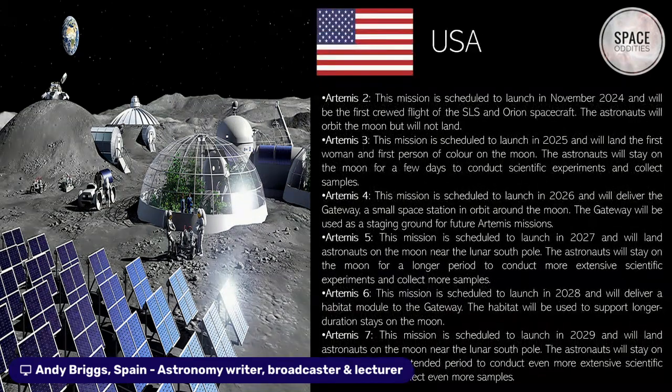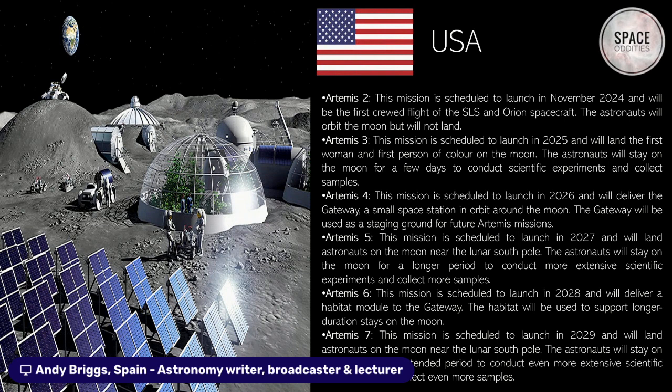The USA has got the Artemis project, and it's all mapped out. Artemis 2, an uncrewed mission to fly round the moon, much like Apollo 8 did in the days of Apollo in 1968. Artemis 3 will be the first mission to actually land people on the moon, the first woman and the first person of color. Artemis 4 is going to deliver the Lunar Gateway.